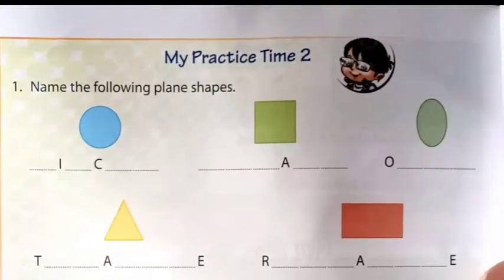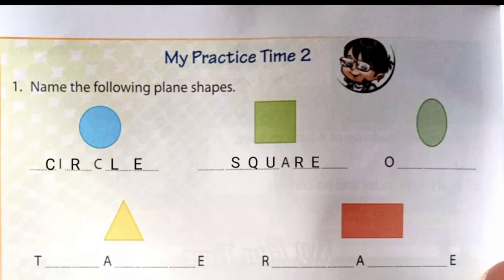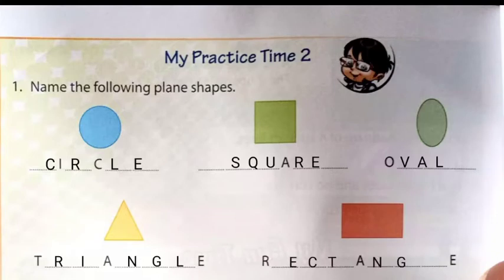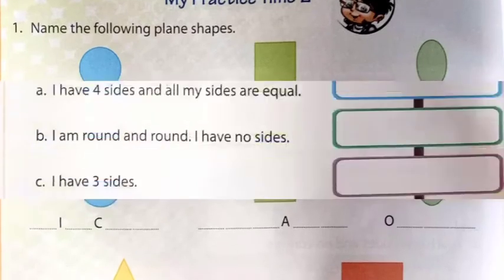So let's do some practice about the shapes. You have to name the following shapes as given. So we are given the pictures of circle, circle, circle. Then the second picture is square, square, square. Third one is oval, oval, oval. Fourth one is triangle, triangle, triangle. Fifth one is rectangle, rectangle, rectangle.